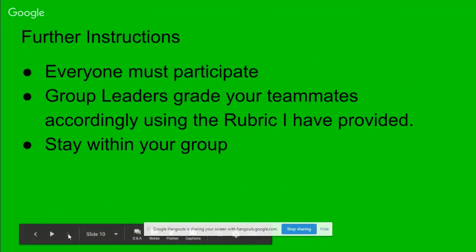Everyone must participate, which is why the group leaders need to share the PowerPoint. And the group leaders will grade your teammates accordingly using the rubric I have provided. We've used this rubric before, and if I feel like you're too lenient, I will intervene and give the appropriate grade for that student. So just stay within your group, participate, add to it, and we will be good. Do not go from group to group or I will take points off. Okay, so go ahead.